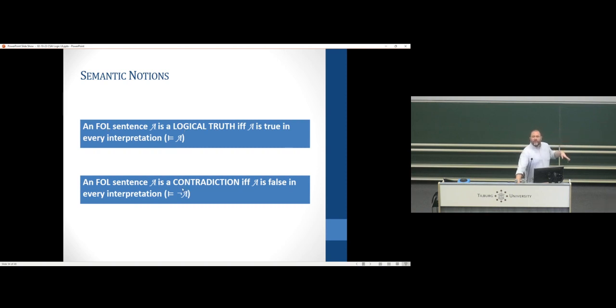Or similarly, no matter how you fix the extensions of your predicates, the sentence is always false. Yeah. So logical truth just means tautology. If you ask me about logical truth, I have to talk about FOL sentences. Logical truth is always about FOL sentences, right? Tautology is always about TFL sentences.